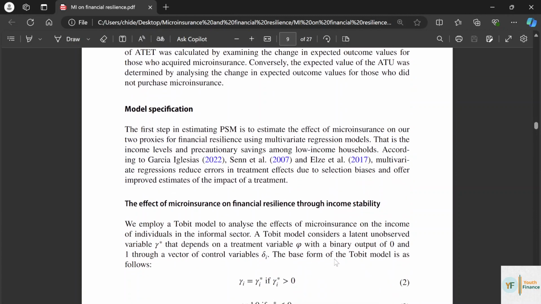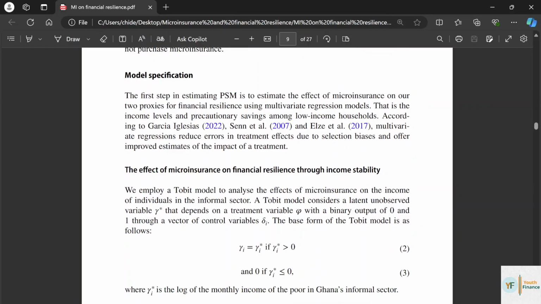So when we come to the model specification, the first step in estimating the propensity score matching is to first estimate the effect of microinsurance on the financial resilience through the two proxies, the first being income. So here, the effect of microinsurance on financial resilience through income first. And for that, we use the Probit model.